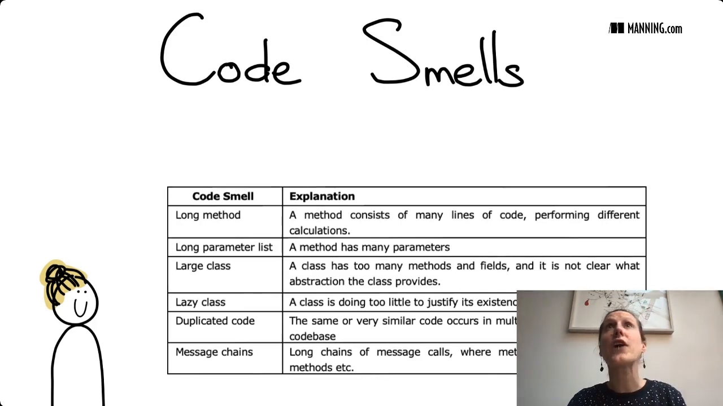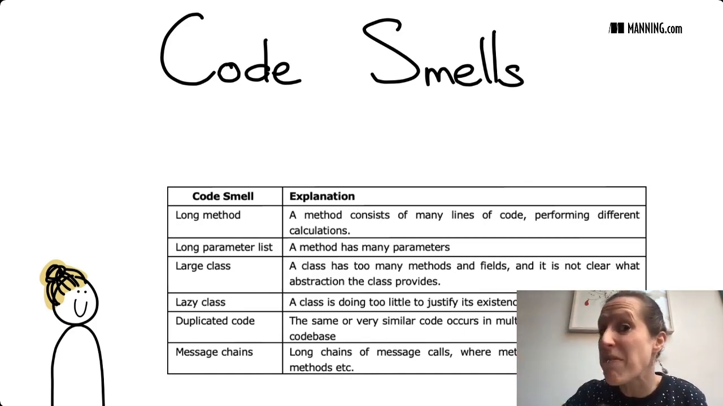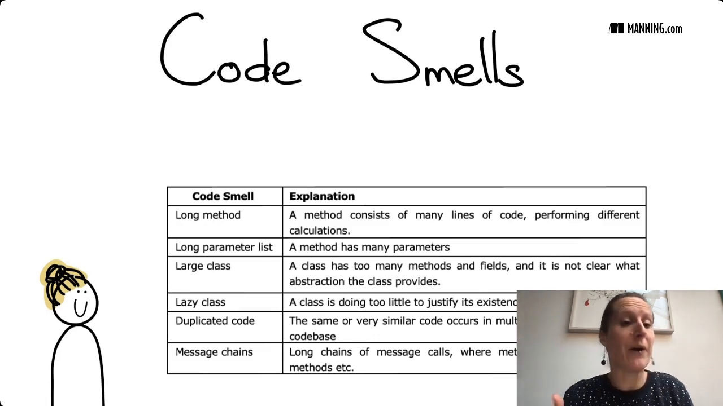So it isn't necessarily an error or a bug, but it's just that your code is not great, right? This is why it's called code smells. It's like, something's off here. For example, a long method.